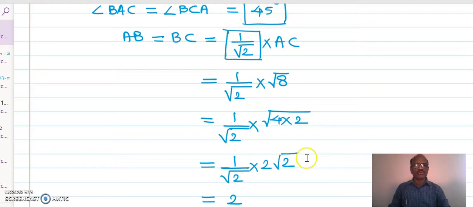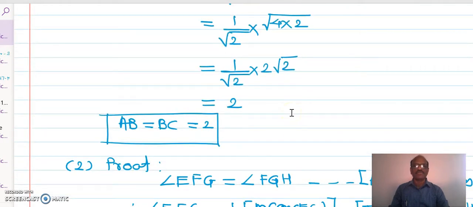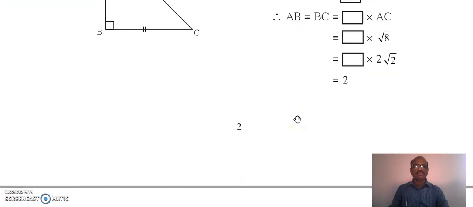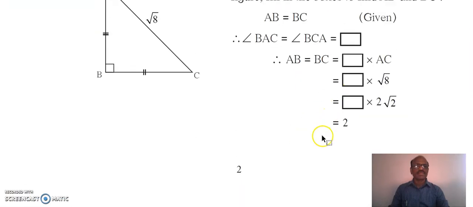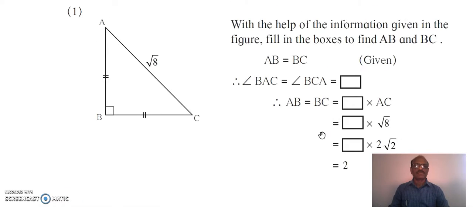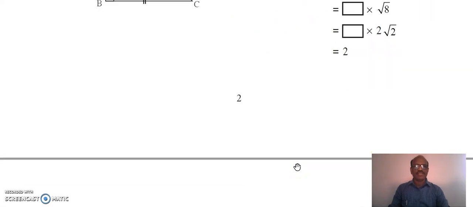This root 2 gets cancelled, and then you will get, therefore AB is equal to BC is equal to 2. Now next question. Here it is 1 upon root 2 into AC. This must be 1 upon root 2 into 8, 1 upon root 2 into 2 root 2. That is, root 2 gets cancelled, and then you will get 2. Now next.